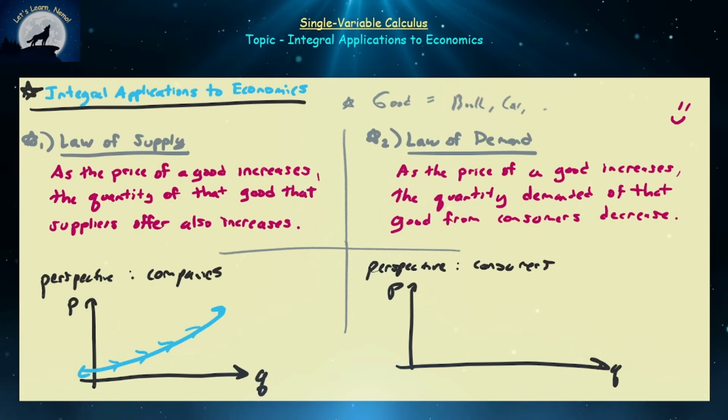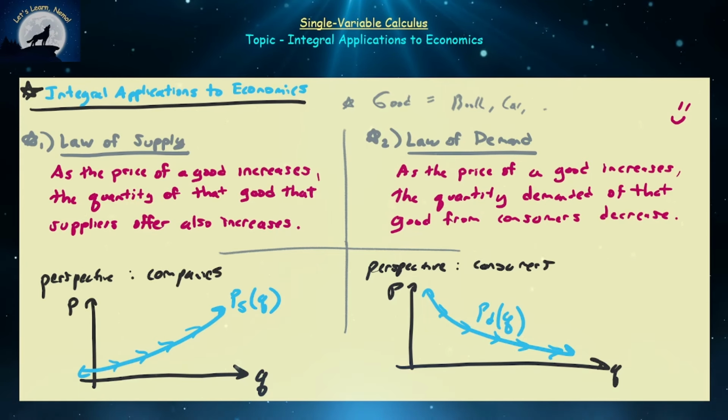Whereas on the contrary, the law of demand says as price increases, quantity demanded is going to decrease. So this is going to have an inverse proportional relationship. So as Q increases, P is going to decrease. So we're going to have this curve. So what we're going to have is two curves. I'm going to represent this as P_S of Q, and this is going to be P_D of Q.